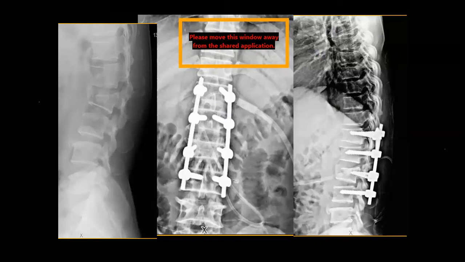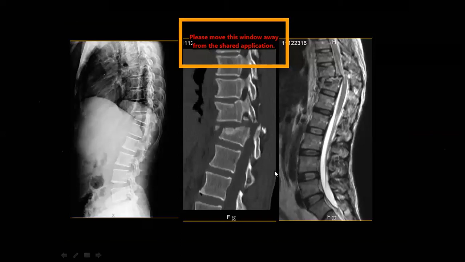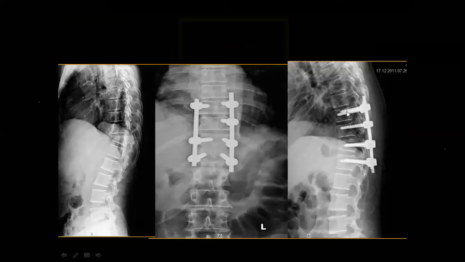Next comes the fracture dislocation. It is a T11, T12 fracture dislocation. So this is a highly unstable fracture. We should go for two levels above and two levels below. The same was done: two levels above, two levels below.